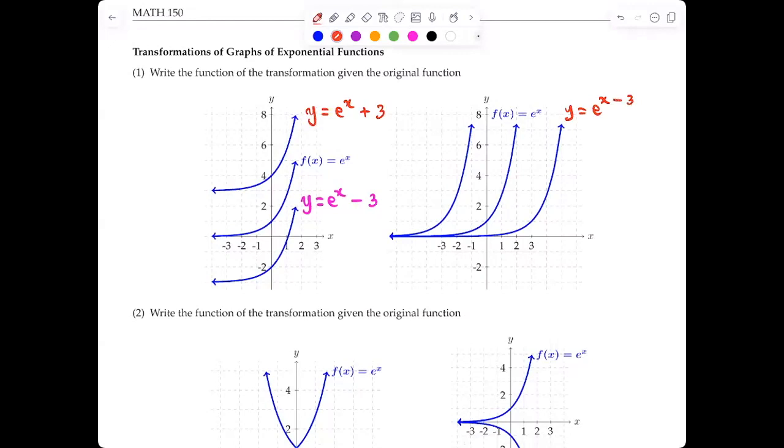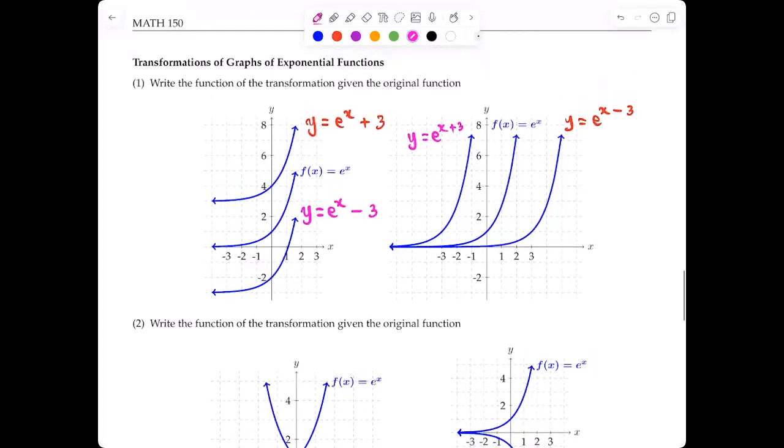Then you shift it to the left by 3 units. So you have y equal to e to the x plus 3. Again, in this case, the plus 3 is in line with the x value. Are you good with vertical shift and horizontal shift?